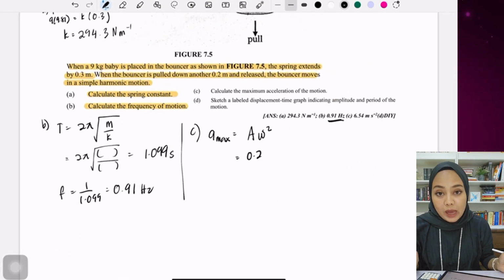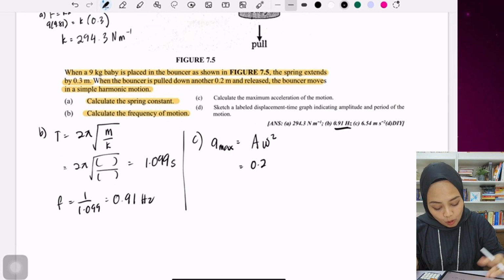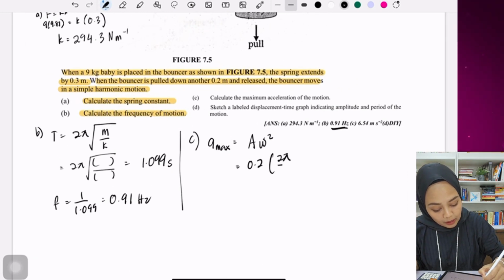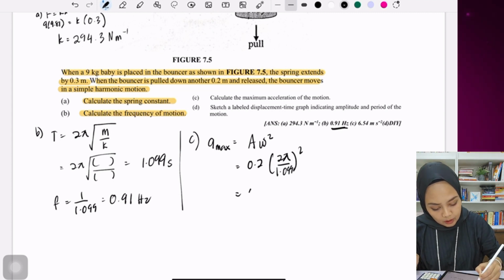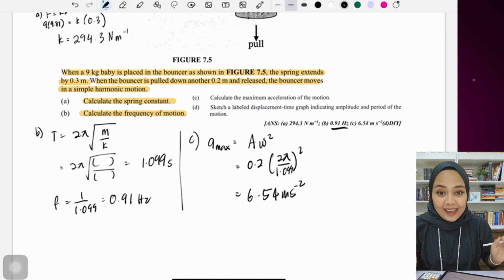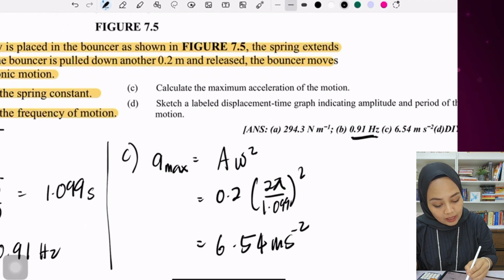0.2. Oh, we have to find our omega. So our omega is 2 pi over T or 2 pi F. It's up to you. Don't forget to square. So our T is 1.099. So 2 pi divided by 1.099, and then squared, and then times 0.2. So it is 6.54 meter per second squared.